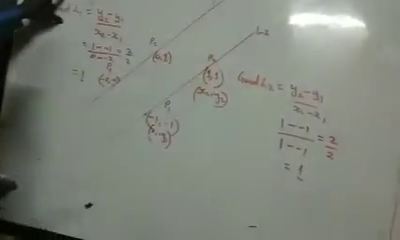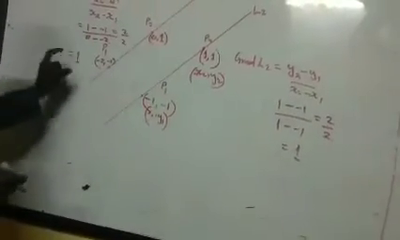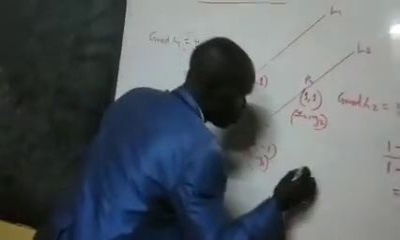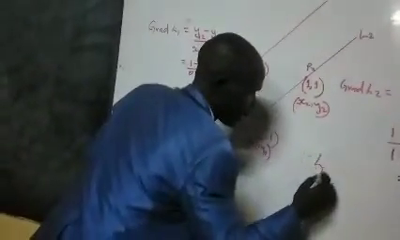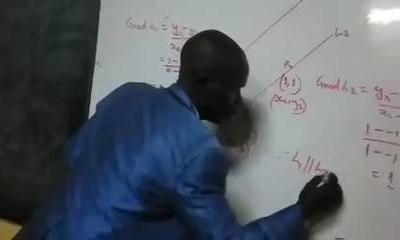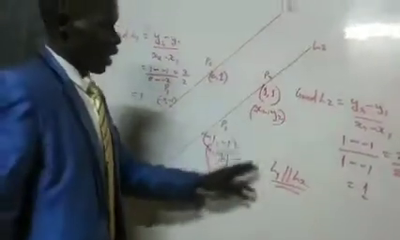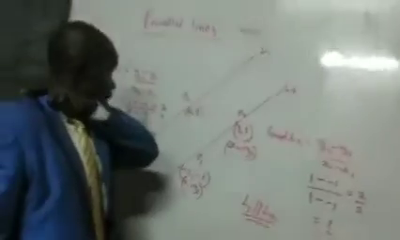So the gradient of L2 equals gradient of L1. Now if gradient of two lines are the same, then the two lines are said to be parallel. Therefore we can say that line L1 is parallel to line L2. So those lines are parallel. What concept are we getting here?